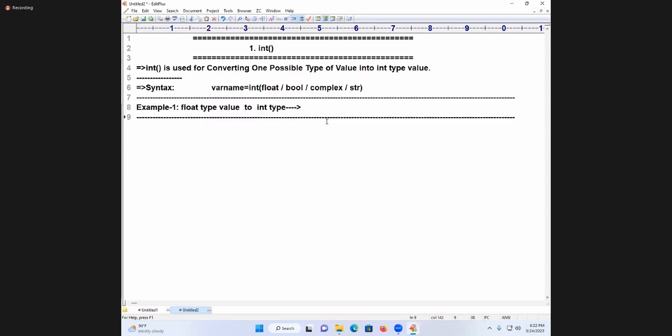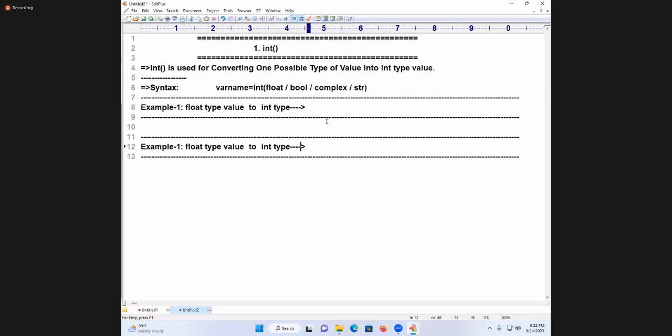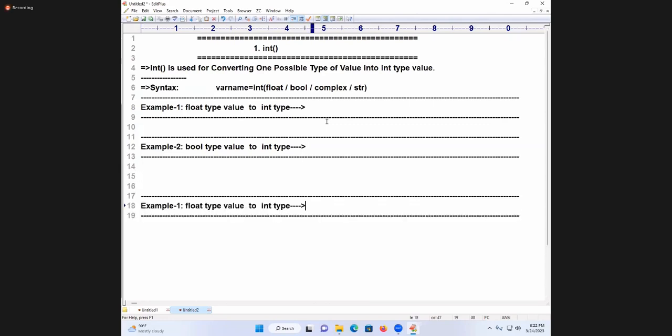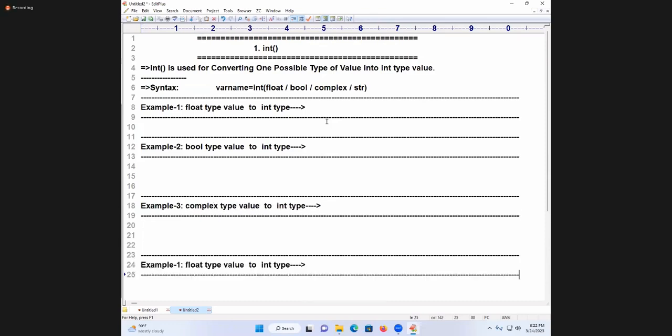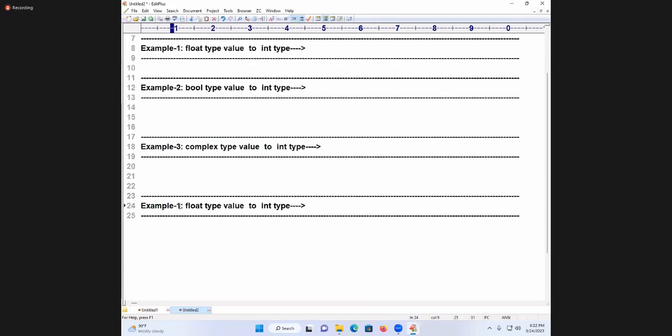Example 2 also I will take. What is example 2? Come on, bool type value. Once we understand one thing, other things are dead easy. Next I will go for complex type, third: complex type to int. Now I'm going to take the fourth, str. Example 4: str type to int. Under that, case 1 will come.